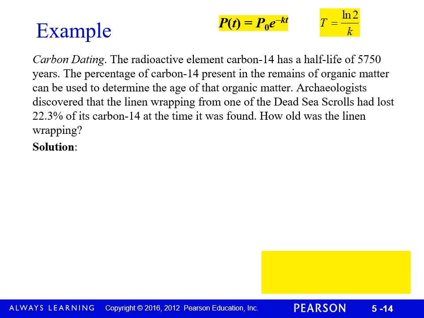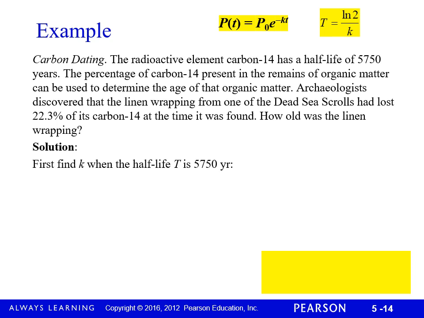The radioactive element carbon-14 has a half-life of 5,750 years. The percentage of carbon-14 present in the remains of organic matter can be used to determine the age of that organic matter. Archaeologists discovered that the linen wrapping from one of the Dead Sea Scrolls had lost 22.3% of its carbon-14 at the time it was found. How old was the linen wrapping? Now remember, this decay in this example is about the percentage of carbon left in a fossil.